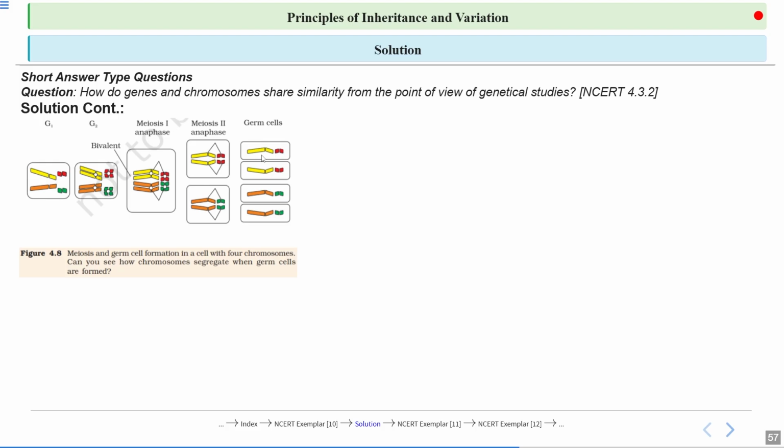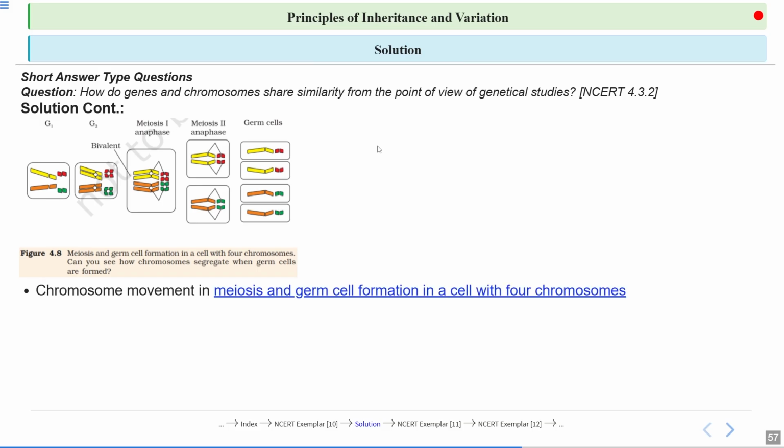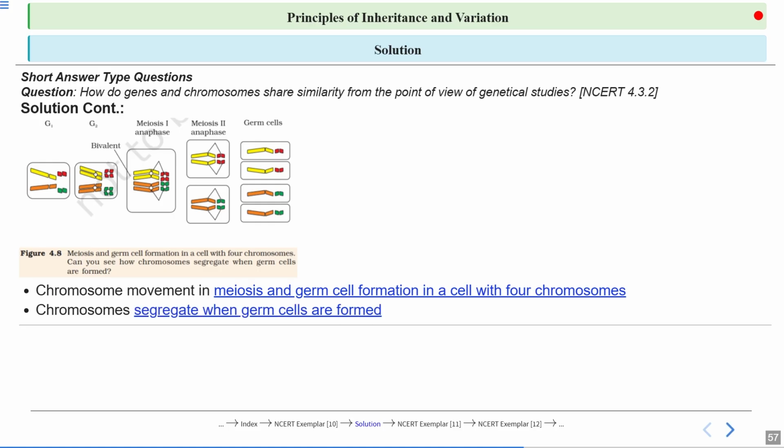So Sutton and Boveri explained Mendel's law of inheritance by chromosome movement. Clear? So you can see in the end, 4 cells are formed at the end of meiosis. And the chromosomes segregate when the gametes are formed. Similarly, the alleles also segregate independently during gamete formation.